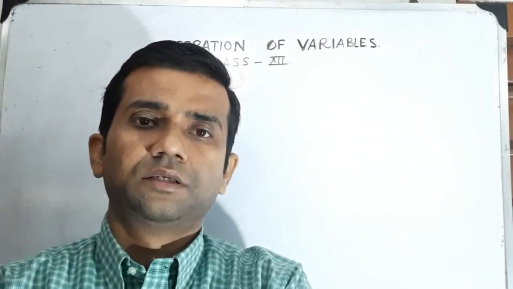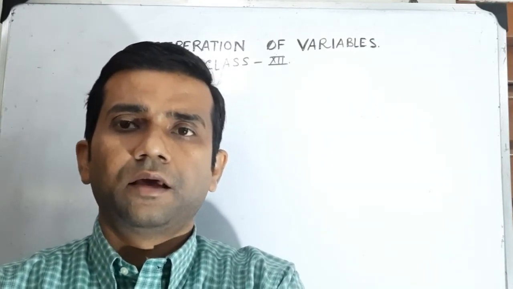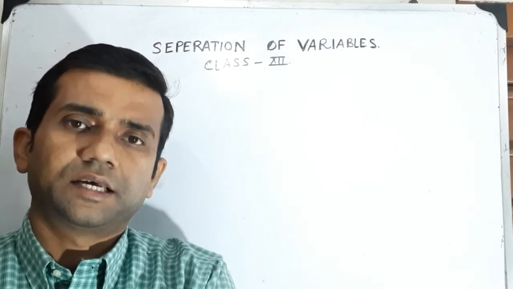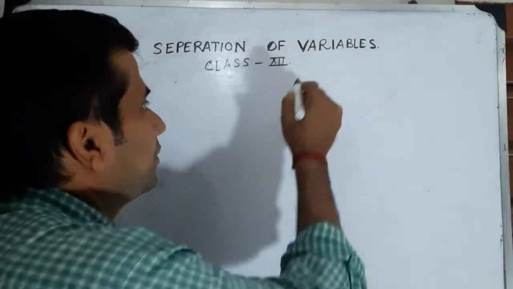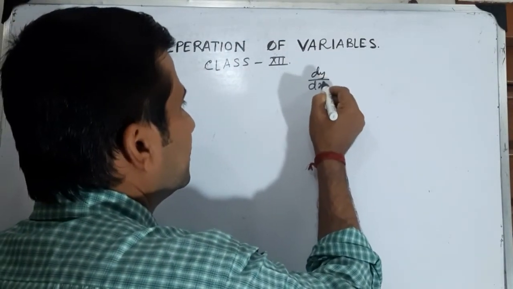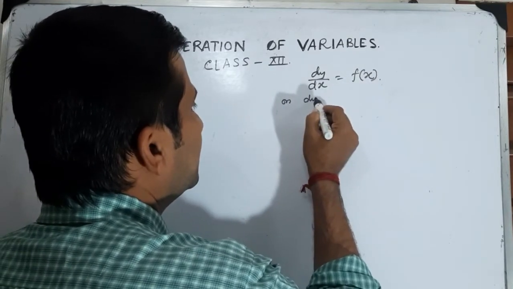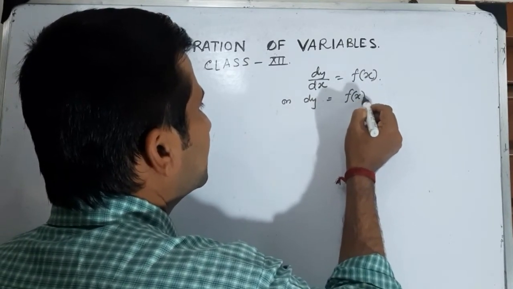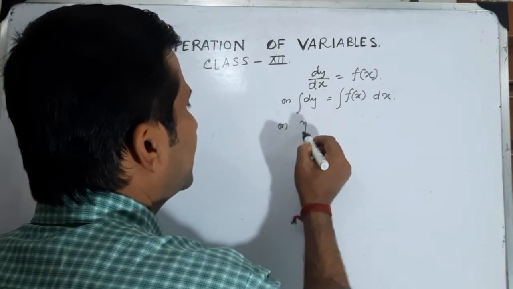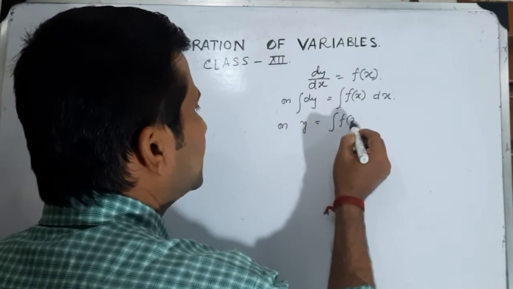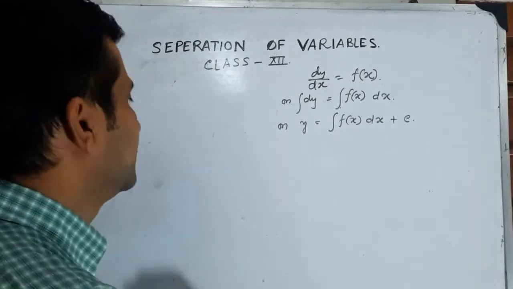Today we shall solve separation of variables in differential equations. In this section we shall solve dy/dx = f(x). That means dy/dx = f(x), and how to solve it? dy = f(x) dx. Then integrate both sides, and you will get the required answer: y = integration of f(x) dx plus c.